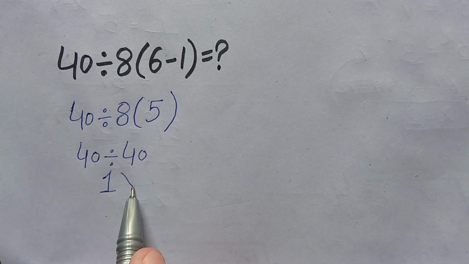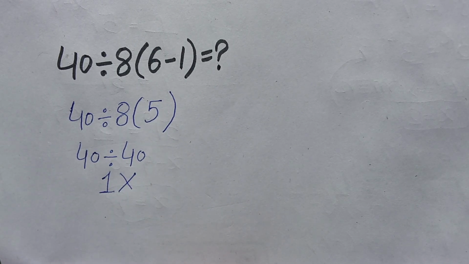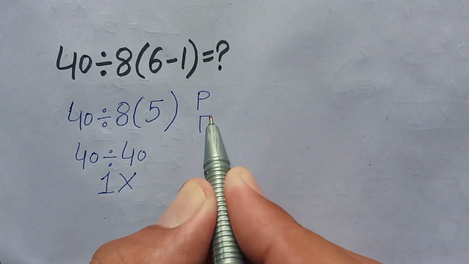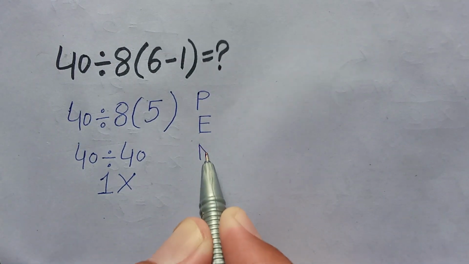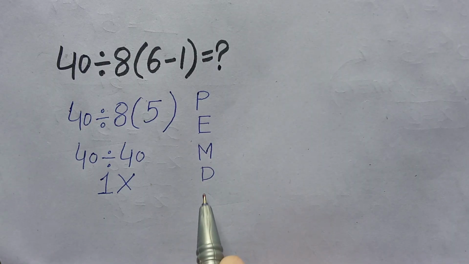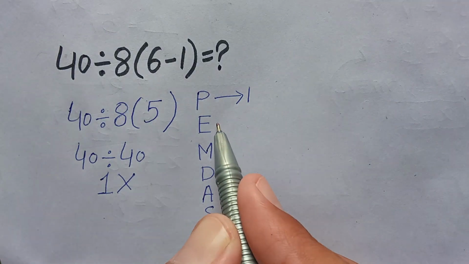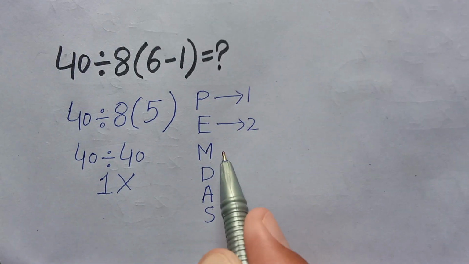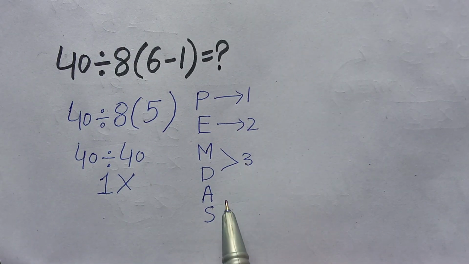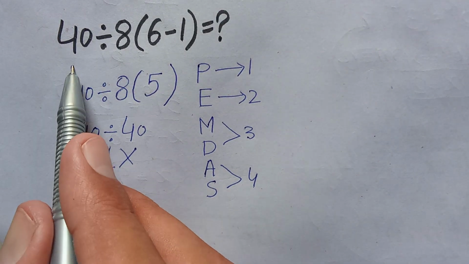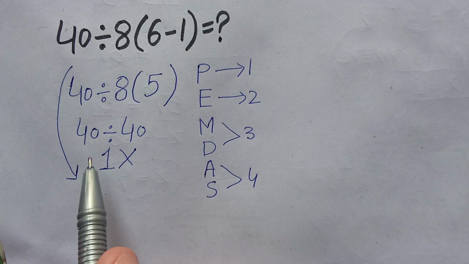But trust me, this answer is absolutely wrong because we did not follow one of the most important rules, which is called PEMDAS. According to the PEMDAS rule, first we solve parentheses, then exponents, then multiplication and division, after that addition and subtraction. So let's start the solution of this question from here.